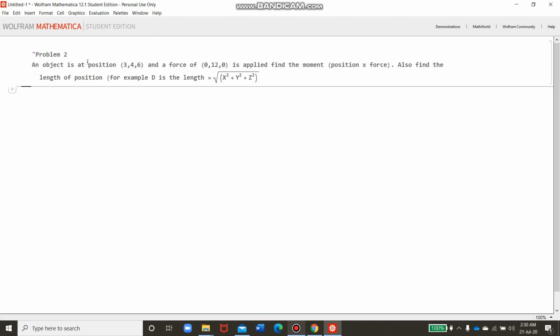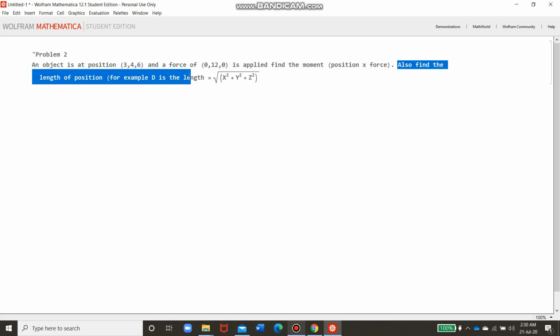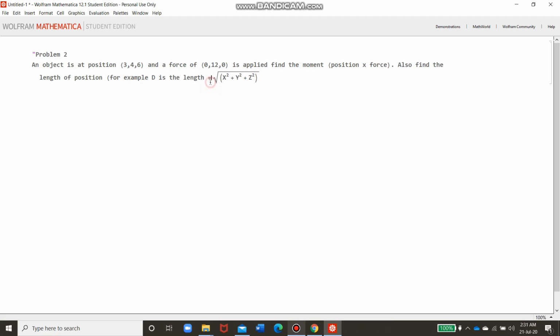I'm just giving you some clues over here. For position, this is 3i, 4j, 6k, and that's one clue. Another clue is position cross force, and then also find the length of the position. For example, d is the length, and d is equal to root of x squared plus y squared plus z squared. So it's basically 3 squared plus 4 squared plus 6 squared. This is an example, so just try to pause the video.